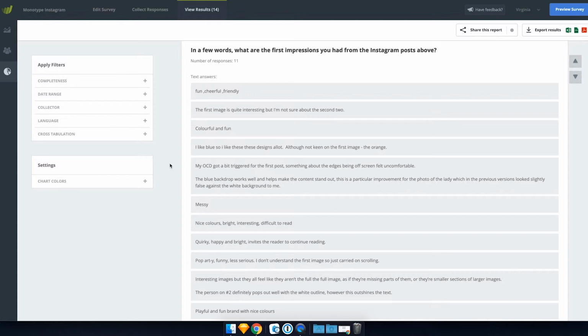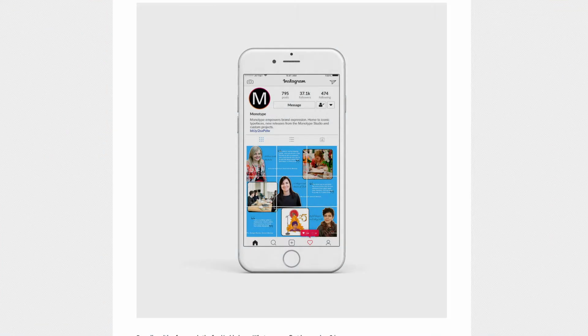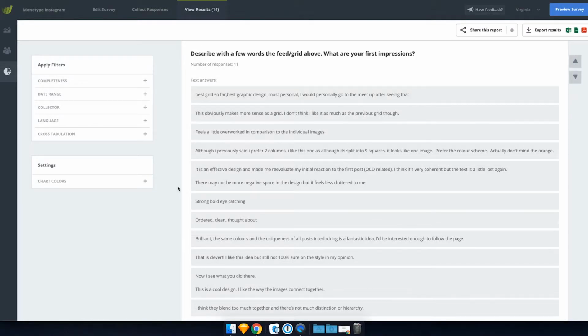Some people thought it was a bit messy or uncomfortable to look at because the images were cut in different places. But in general, people thought the colorful style is more playful. After seeing the grid, most of the people's responses sound surprised. So some people say it's brilliant, it's strong and eye-catching, it's clever. Some people think it's still very cluttered or the images blend too much together. But in general, the response is quite positive after people have seen the final grid.